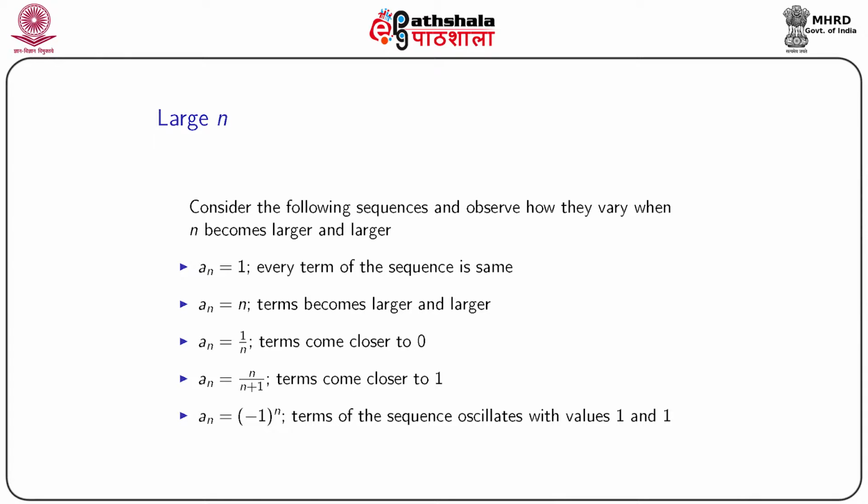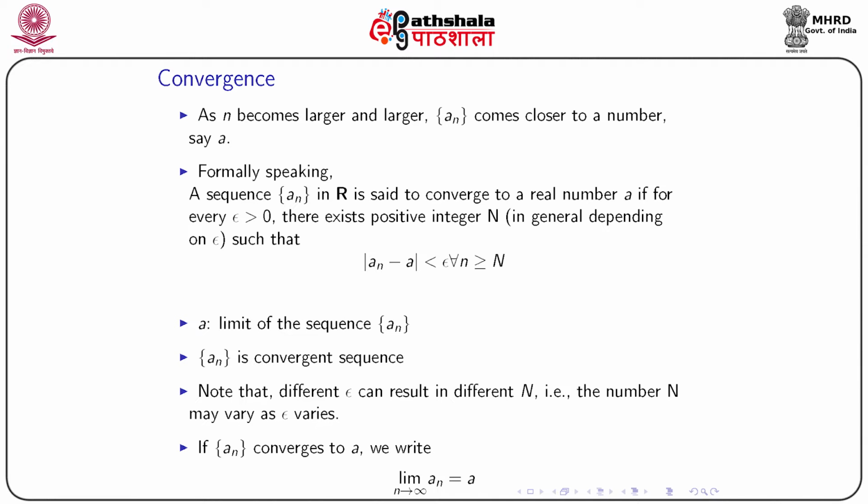And last one, we take an as minus 1 to the power n. Now all the terms of the sequence oscillate. When n is even, it's plus 1. When it is odd, it's minus 1. So terms of the sequence oscillate with values 1, minus 1 and plus 1. Now as n becomes larger and larger, an comes closer to a number, say a, if the sequence is convergent.